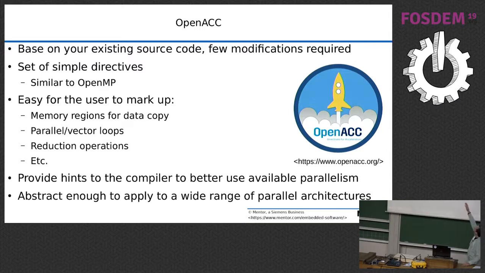That's what I say here, to mark up regions for parallel vector loops. You have to do some memory management. As I said, the GPUs typically have separate memory spaces from the host, from the CPU, so you have to copy your data back and forth. You have some more special things, reduction operations, and a lot more, of course. And all these directives are hints or instructions to the compiler how to apply your source code to these many compute cores that you have on a GPU or another accelerator.